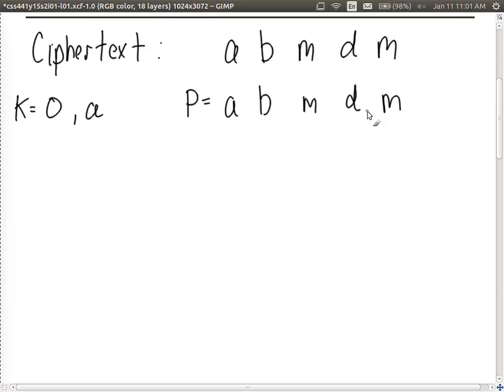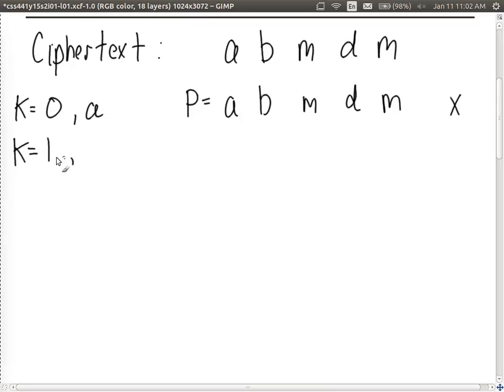I don't know of any words called abdomen, okay? And I can't see if it makes a phrase, so I'm going to assume that this doesn't make any sense. I'm going to assume that this is the wrong key, because it gives me a plain text that doesn't make sense. So as the attacker, I now try a different key.